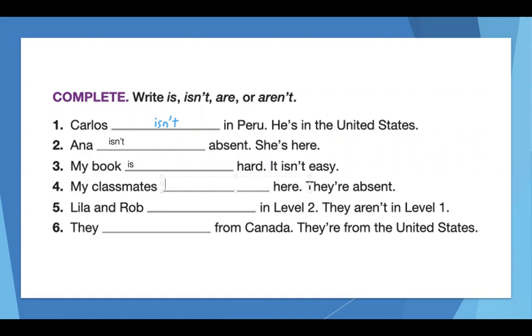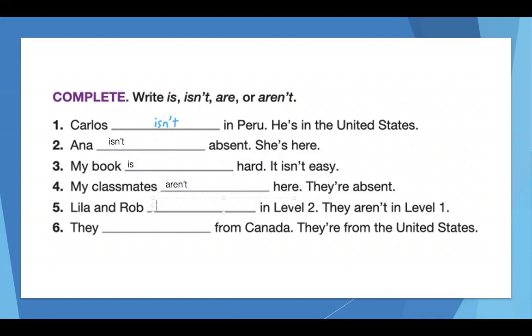All right, number 4, my classmates. So my classmates is, isn't, are or aren't here. They're absent. All right, so if someone is absent, they are not here. So my classmates aren't here. They're absent.